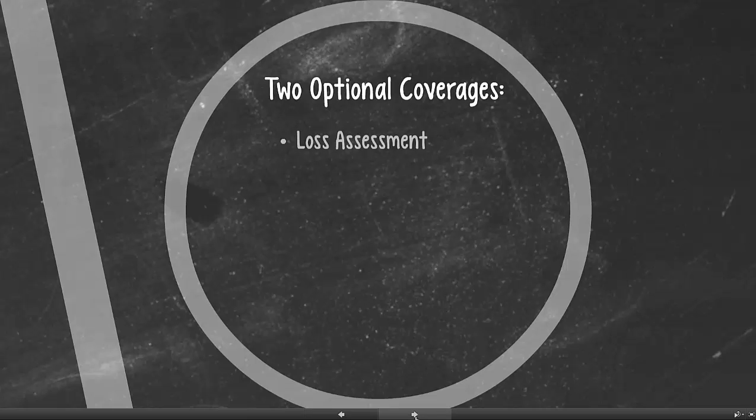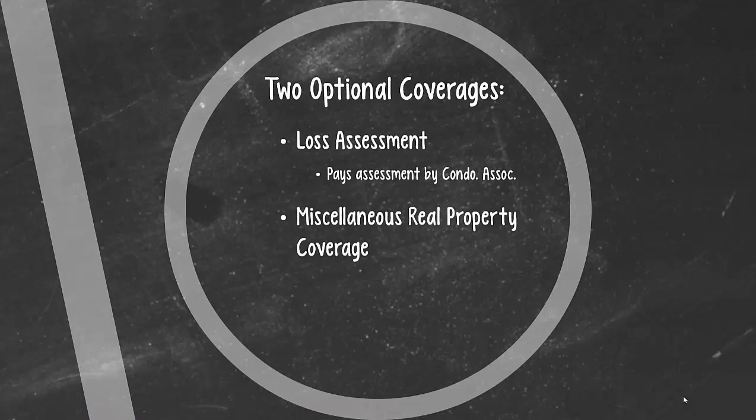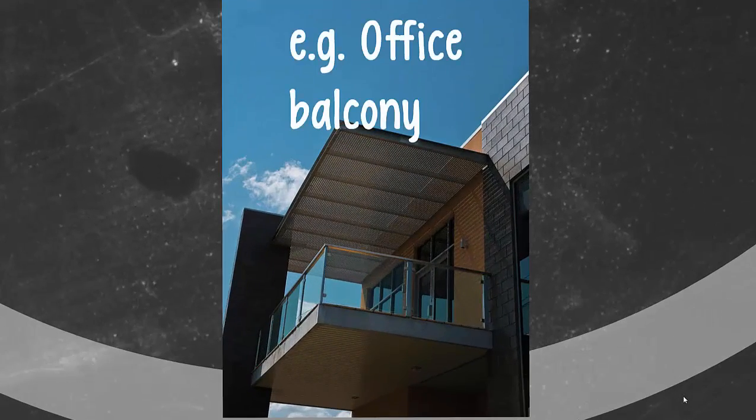There are also two optional coverages. Loss assessment, which pays the unit owner's share of any assessment charged to all unit owners by the condo association, as long as the direct physical loss is caused by an insured peril to the property. This could be something like the main office of the condo association. Secondly is miscellaneous real property coverage. This extends coverage to include condominium property if the property pertains to the named insured's unit only. For example, a balcony that's been attached to the property.